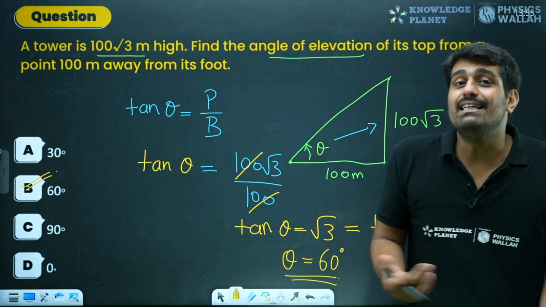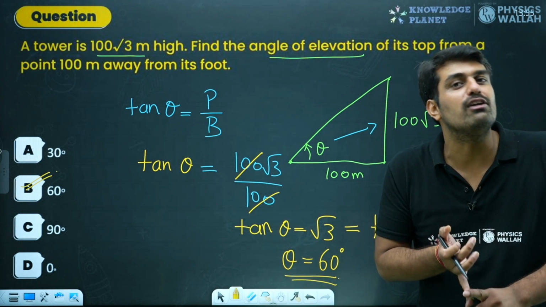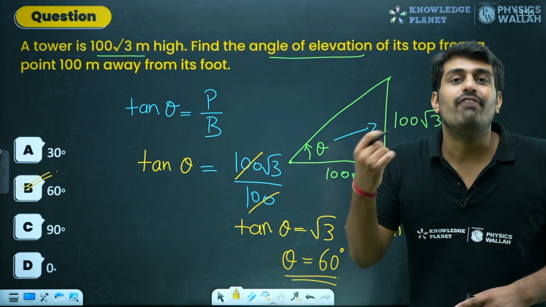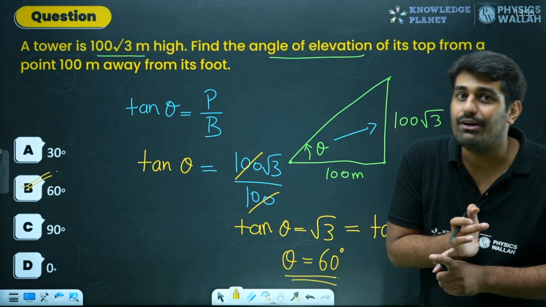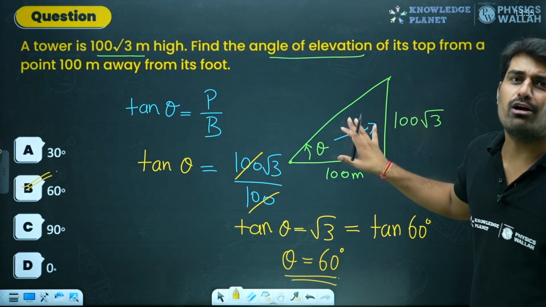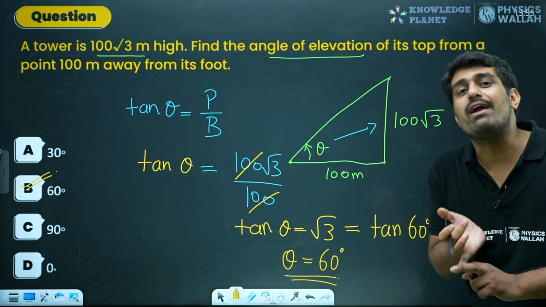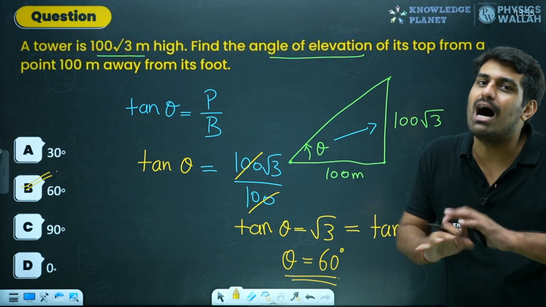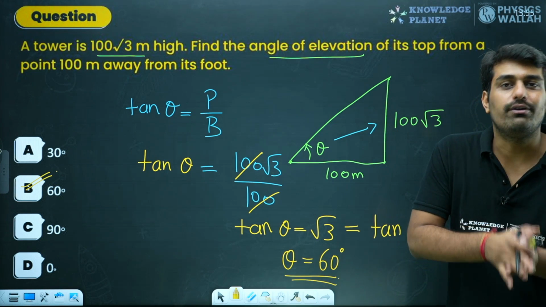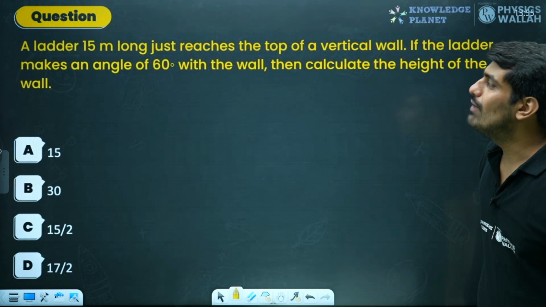Option number B. This is how we apply trigonometry, this is how we use the value for a specific angle for trigonometric ratios. The important thing was drawing of the figure. If you are reaching the point of drawing the figure correctly, that means you are perfectly right on track. Alright, moving on to the next one.